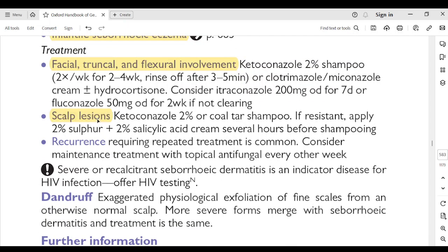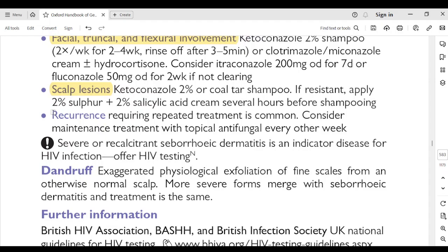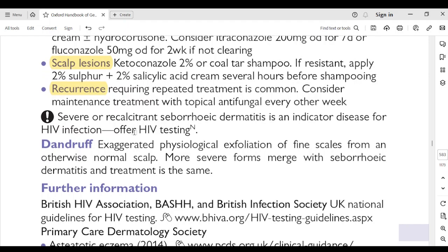Scalp lesions. Ketoconazole 2% or coal tar shampoo. If resistant, apply 2% sulfur plus 2% salicylic acid cream several hours before shampooing. Recurrence requiring repeated treatment is common. Consider maintenance treatment with topical antifungal every other week. So, every alternate week you have to use a topical antifungal shampoo for preventing recurrence.